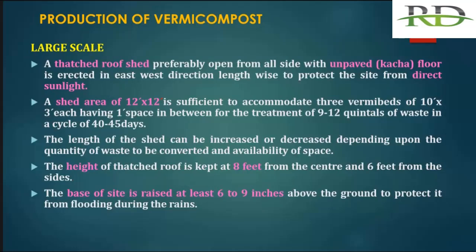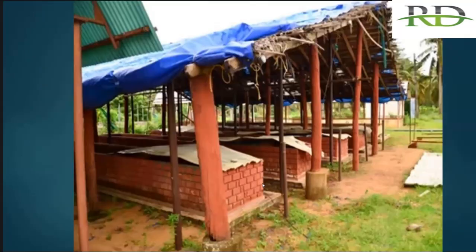The height of the thatched roof is kept at 8 feet from the center and 6 feet from the sides, because the vermicompost unit should always be fully aerated. The base of the site is raised at least 6 to 9 inches above the ground to keep it from flooding during the rainy season. So this is the model vermicompost unit at large scale. So always we have to keep 8 feet height at the center area, then 6 feet height on both sides. We have to give 1 foot distance from one pit to another pit. So this is the model for large scale production of vermicomposting.